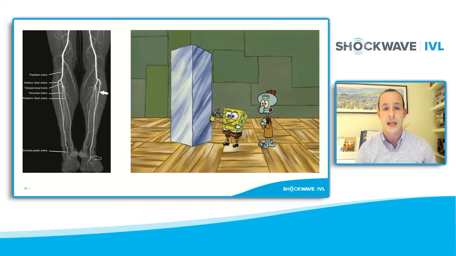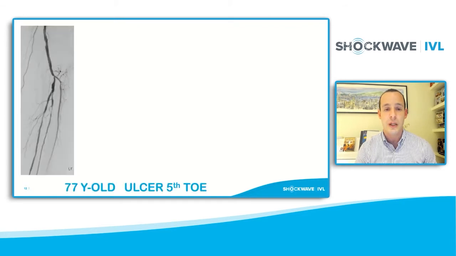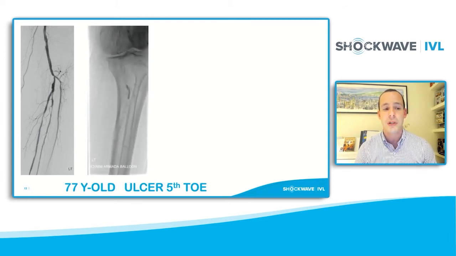Also in the BTK segment, the IVL has demonstrated to be a very good device. You can see here the stenosis of the TP trunk. It's very stenotic in a patient with an ulcer of the fifth toe.